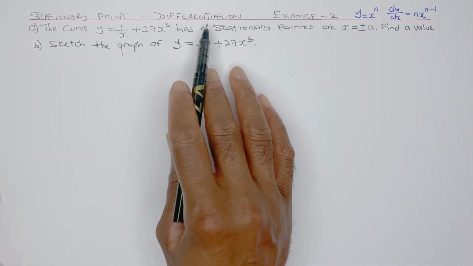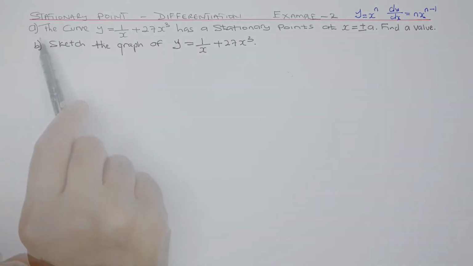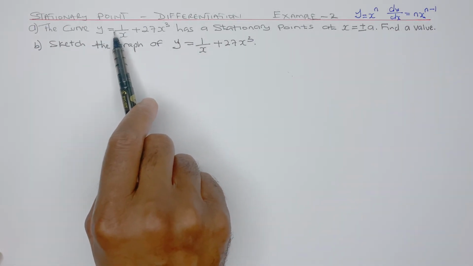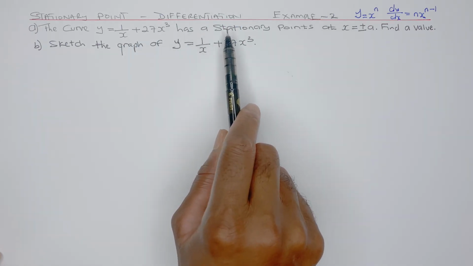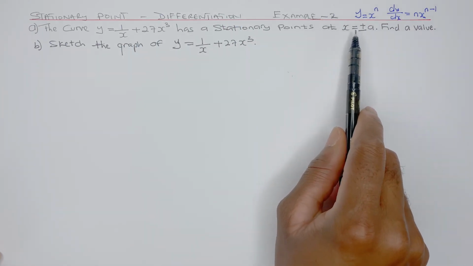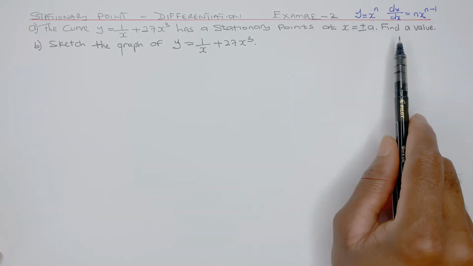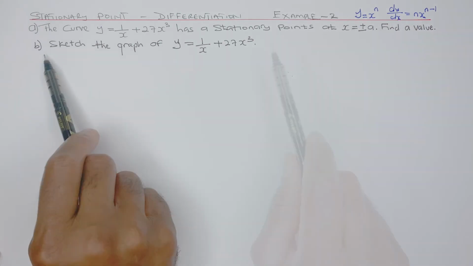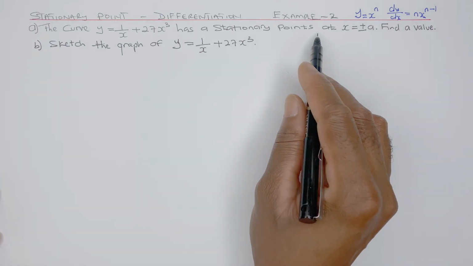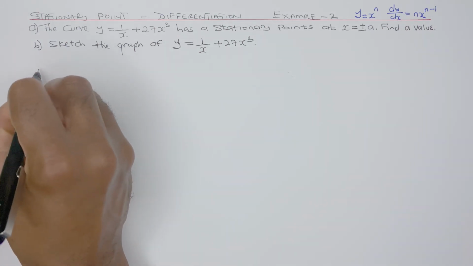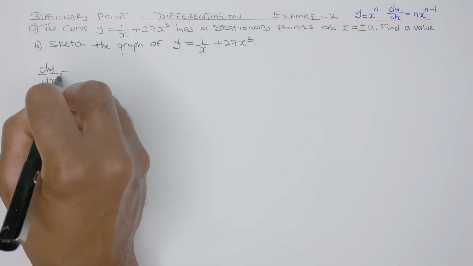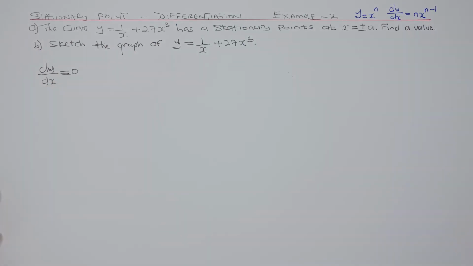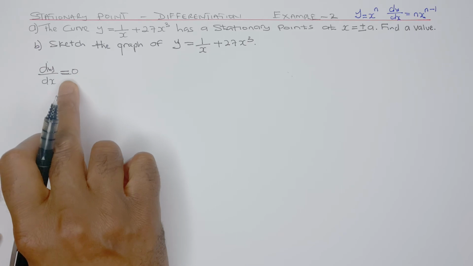Stationary points, differentiation. Example 2. A, the curve y equals 1 over x plus 27x cubed has its stationary points at x equals plus or minus a. Find the value of a. B, sketch the graph. We know at the stationary point that dy/dx equals 0. And we're told to find the value of x at the stationary point.